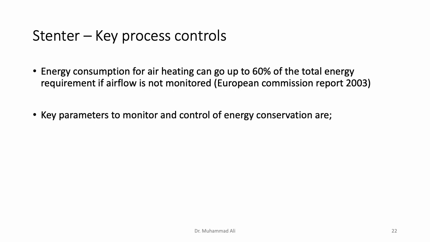So key parameters to monitor and control if you want to conserve energy are: number one, the exhaust humidity, number two, the fabric temperature, and number three, the residual moisture in the fabric.